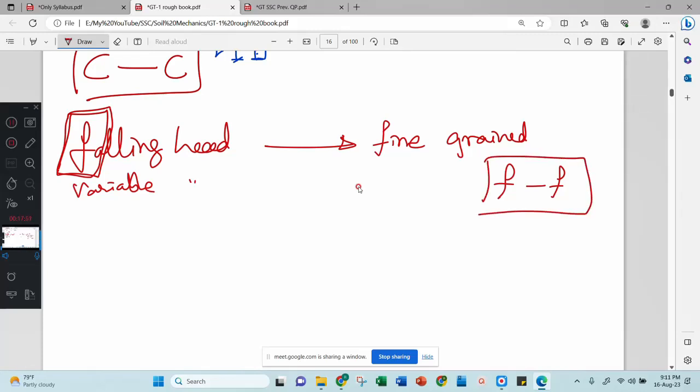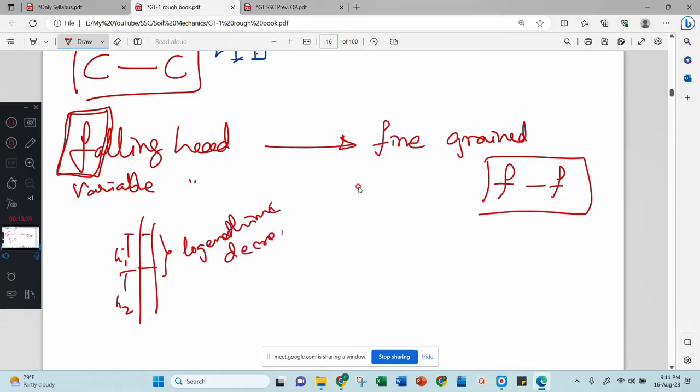Then here the head will be varying from one height to another height. This will be decreasing. Therefore, H1 and after that H2 will be there. This decrement is a logarithmic decrement. That's why we will have a log in the equation.